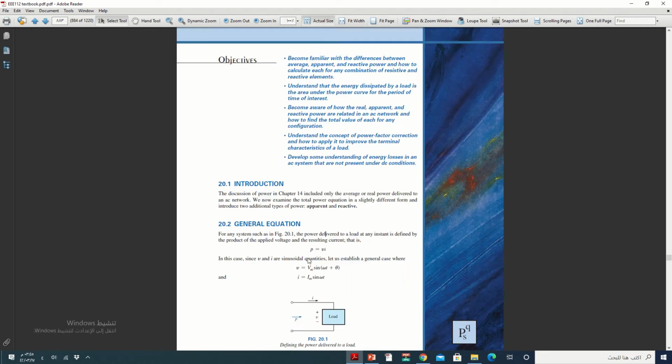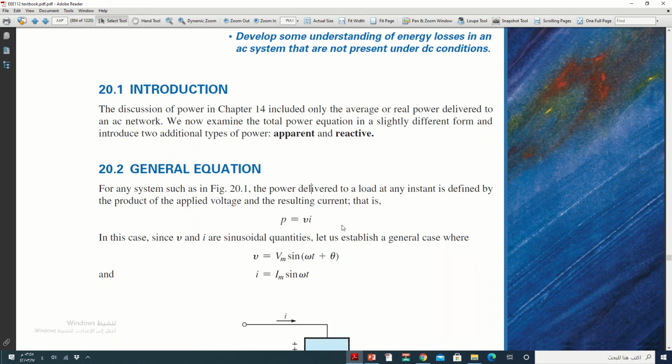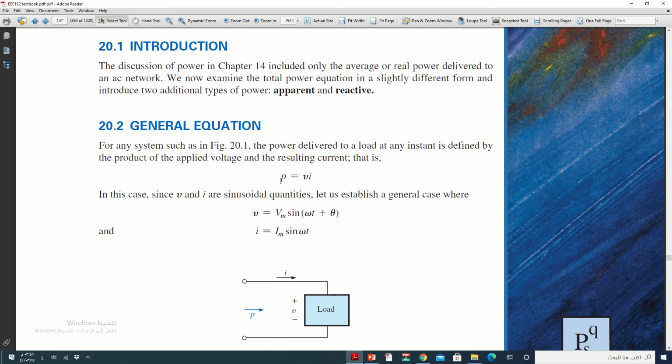For general equation, we know that P equals V multiplied by I. When you see the small letter, we are talking about a sinusoidal expression or sinusoidal waveform. Assume V equals Vm sine omega t plus theta, in general formula, and I equals Im sine omega t.